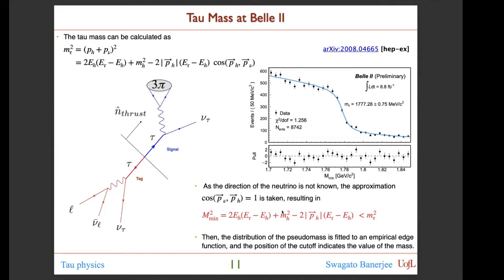So the pseudo mass variable is defined by approximating the neutrino direction to be collinear, and the turn on curve here is a measure of the tau mass. So from this quantity, the tau mass can be measured from the cutoff.